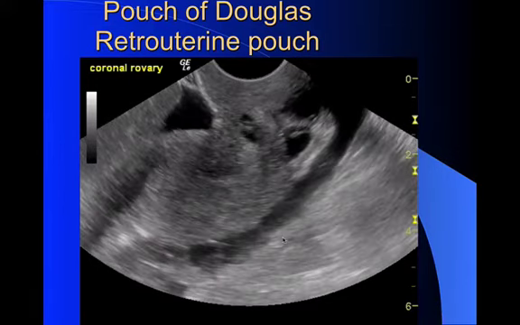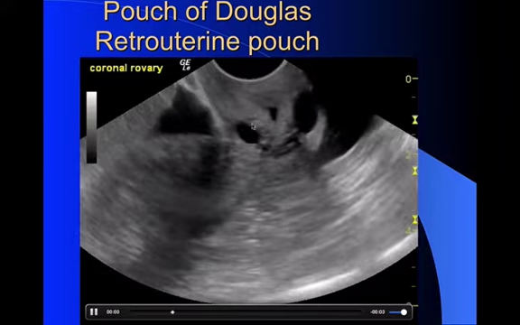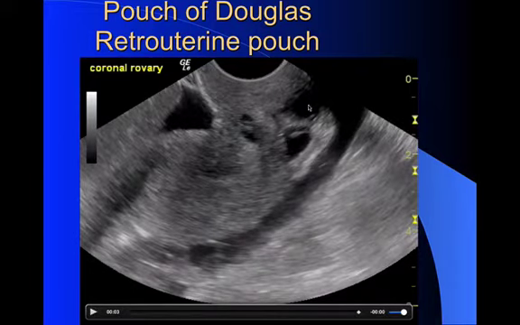This is a good view of the pouch of Douglas right in here. We see free fluid, and where we see that is right behind the cervix, and these are large Nabothian cysts in the cervix. Here again, we see free fluid anterior to the uterus as well.